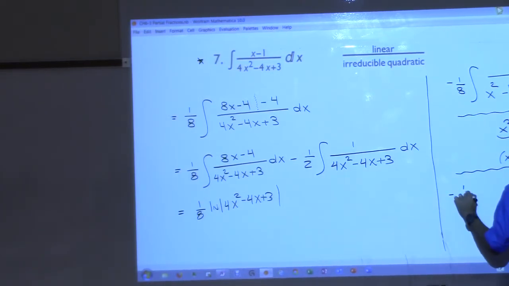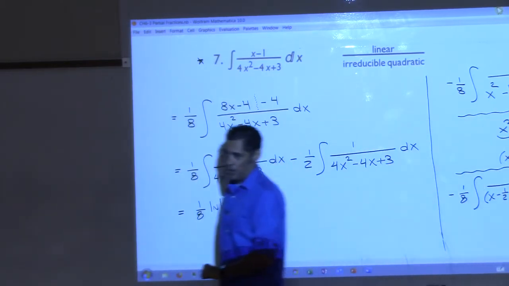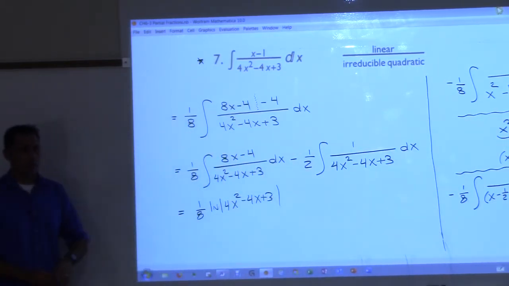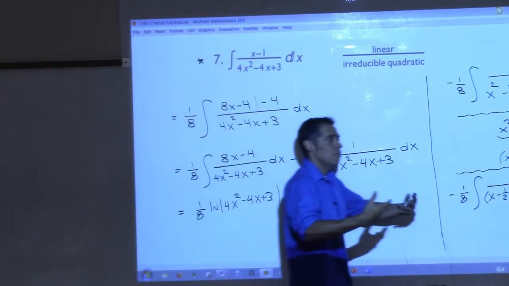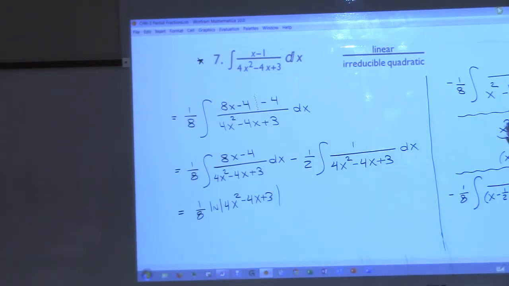So we're at -1/8 integral of 1 over x minus 1/2 squared plus 1/2 dx. We haven't even started partial fractions yet. We're just making sure we can handle these types of things, because these are the things that are going to show up when we do partial fraction decomposition. These are the types of integrals we'll need to be able to handle, so we've got to make sure we can do them before we actually start a method that's going to get us to these.